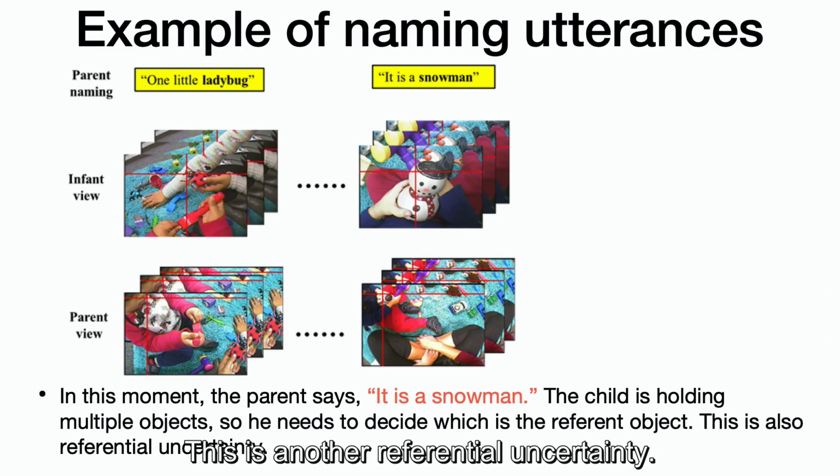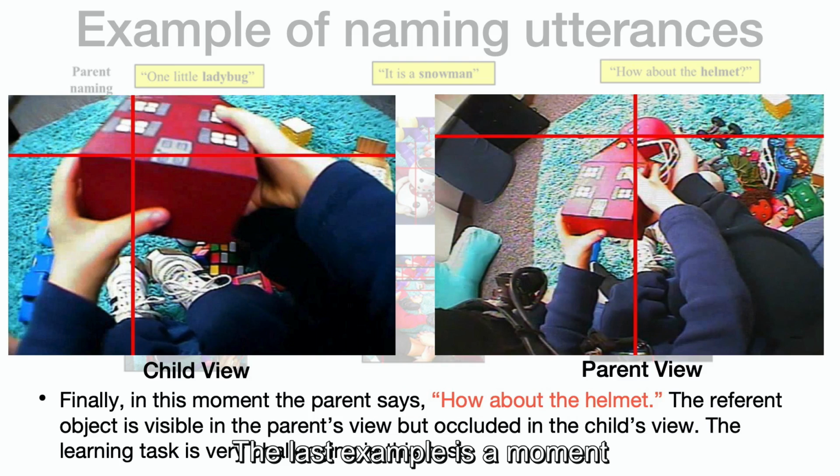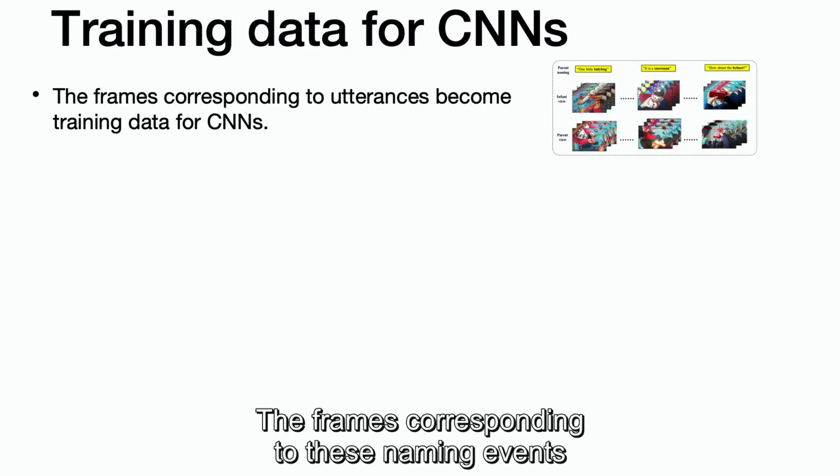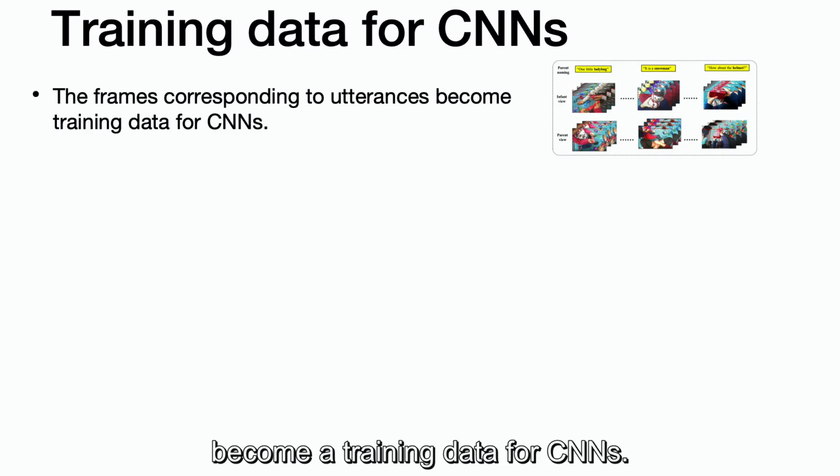This is another referential uncertainty. The last example is the moment that parents said, "How about the helmet?" However, the helmet, or the referent object, is only visible in the parent view and it is occluded in the child view. This is the example that makes the learning task very challenging and also ambiguous. The frames corresponding to these naming events become training data for CNNs.